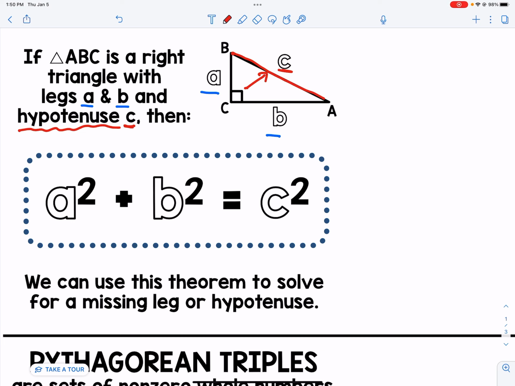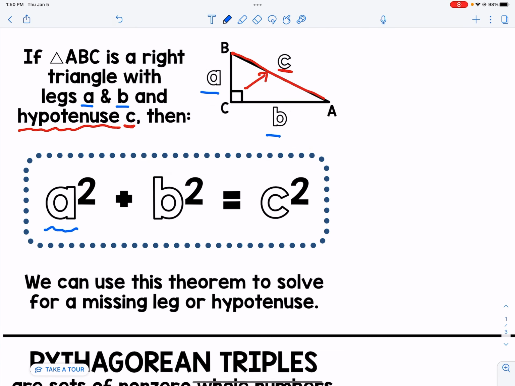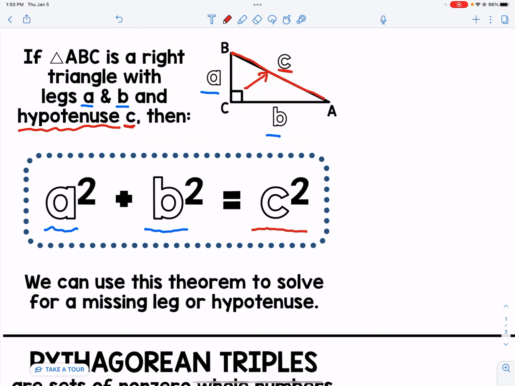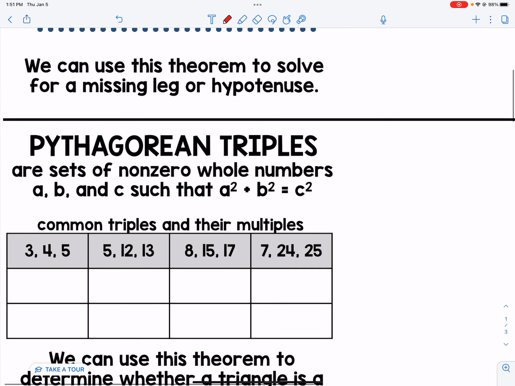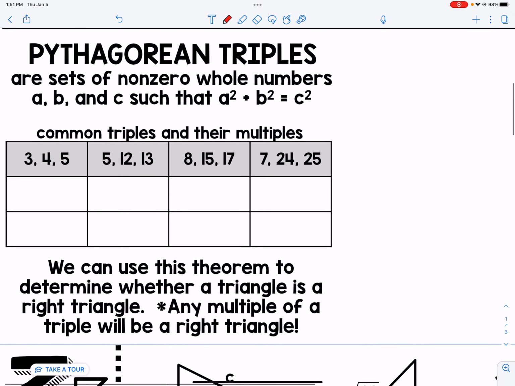So if we're given this right triangle, then we know our formula is a squared plus b squared equals c squared. So a squared right here, b squared right here, and then c squared is right here. So if we square both sides and add them up, that should give us the total of the hypotenuse squared. Right, so we can use this to find missing legs or hypotenuse.